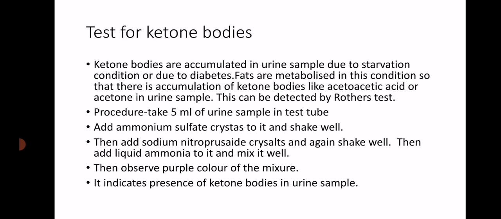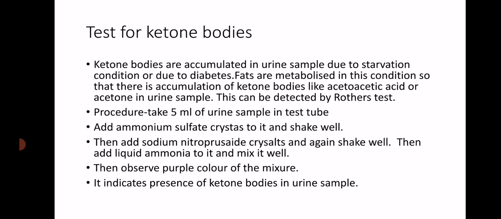The next test is the test for ketone bodies. Ketone bodies means acetoacetic acid and acetone. These are accumulated whenever the person is under starvation or is suffering from diabetes. In that case, sugar metabolism is totally disturbed and energy is obtained upon metabolism of the fat which is accumulated there. Upon metabolism of fat, some ketone bodies are produced and these are accumulated in the urine sample.